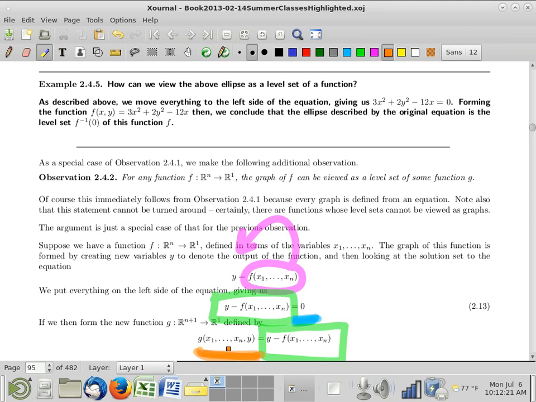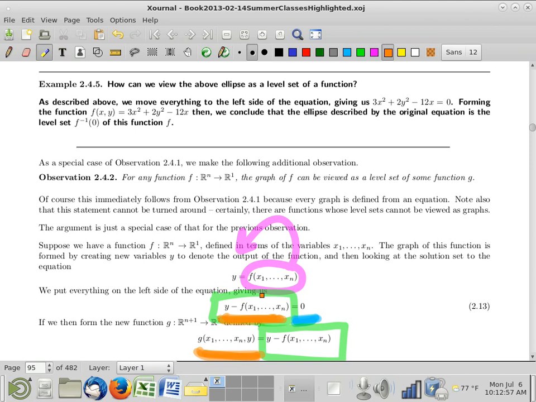which is being set equal to 0. Namely, this is a new function whose level set is the graph of f. Everybody see how that little slick move works? This is surprisingly useful; it almost seems like nothing happened. In some sense, algebraically speaking anyway, it looks like, well, I just subtracted this over to the other side of the equation. Who cares?